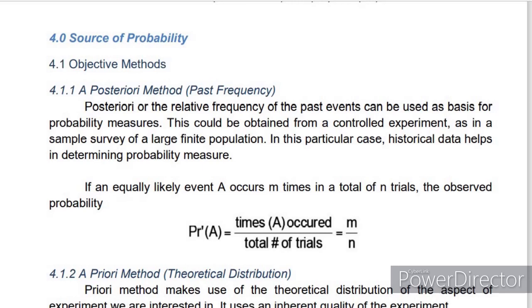If an equally likely event A occurs m times in a total of n trials, the observed probability, the probability of random variable A is equal to times A occurred over total number of trials, or m over n. Okay, so occurrence over trials.